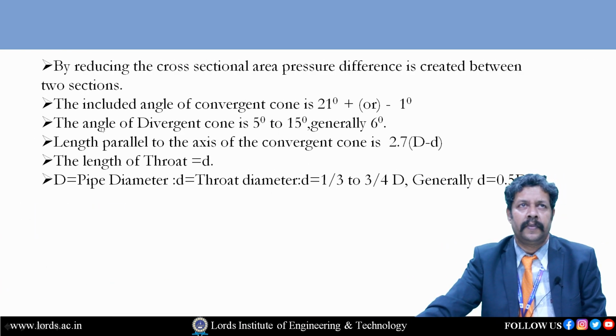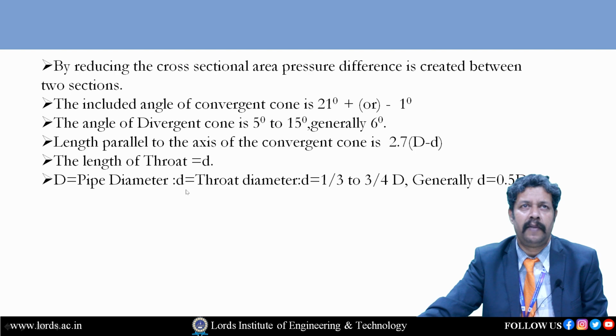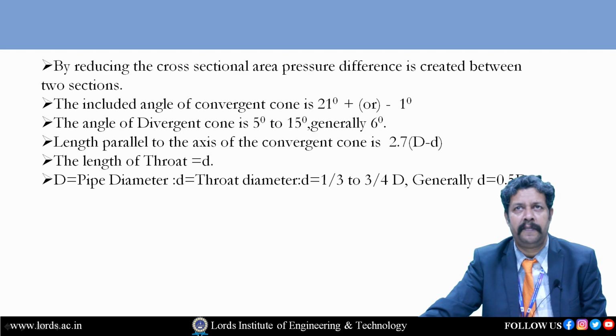Same thing, the length of the convergent portion is 2.7 into capital D minus small d, where capital D is equal to the diameter of the pipe, small d is equal to the diameter of the throat, and then the length of the throat. Again there is a relation between the length of the throat and the diameter of the throat also. Similarly, pipe diameter and throat diameter also have a relation. Normally the throat diameter should be 1/3 to 3/4 of capital D, the diameter of the pipe. Normally we are considering small d is equal to 0.5 into D. So half of the pipe diameter, normally, we are considering as the throat diameter.